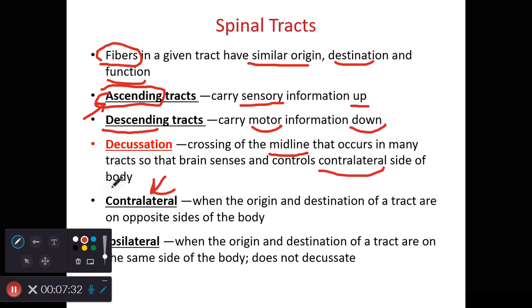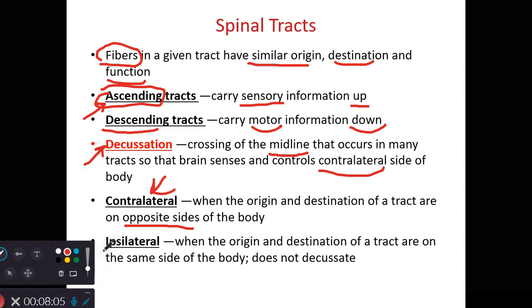So for instance, if you're looking at somebody who can't move their left arm, that's a distinct clue that they may have had a stroke in their right primary motor cortex. The right motor cortex controls the left side of the body. The left motor cortex controls the right side of the body. They are contralateral. There is that decussation because they cross over to opposite sides of the body.